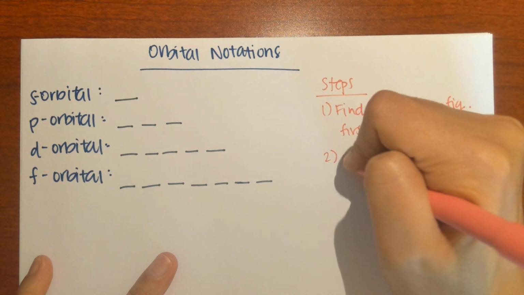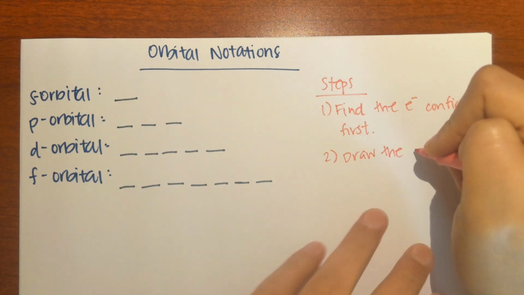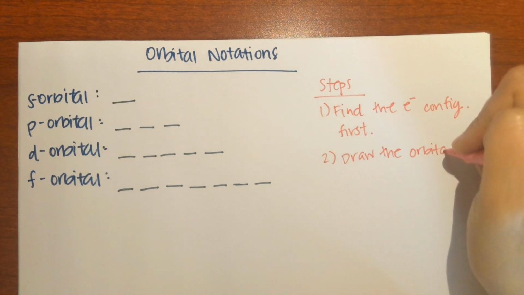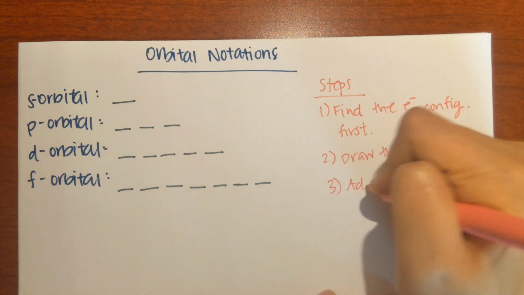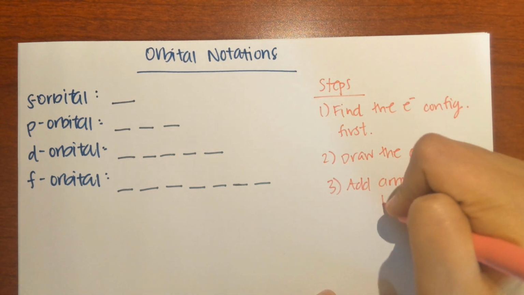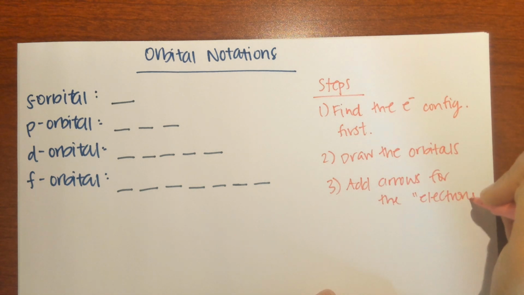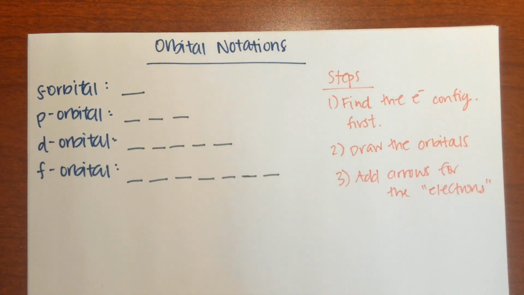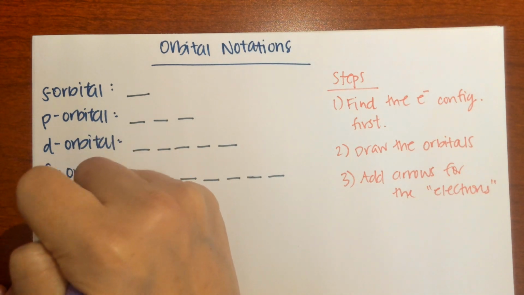And then you draw the orbitals, which are the blanks here. And then you add arrows for the electrons, or the exponents in your electron configuration. So we're going to start with a simple example here. We're not going to do too long, but let's do nitrogen.